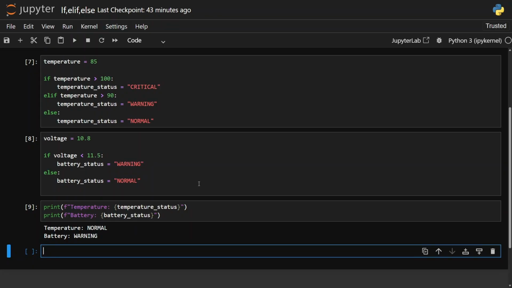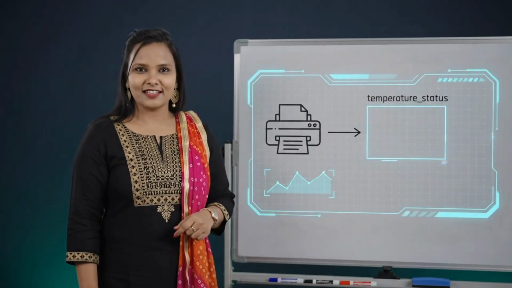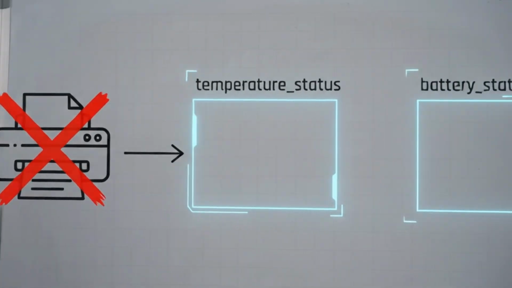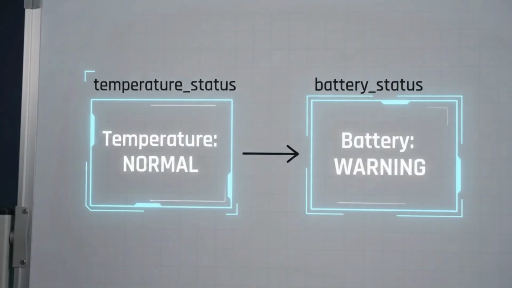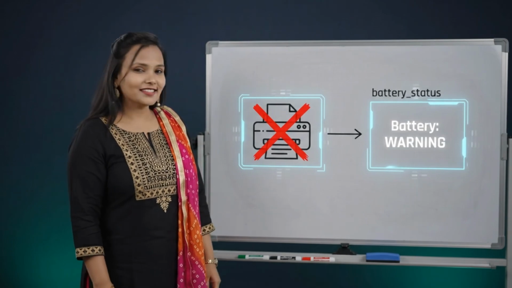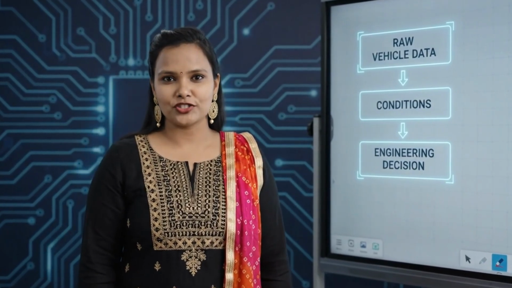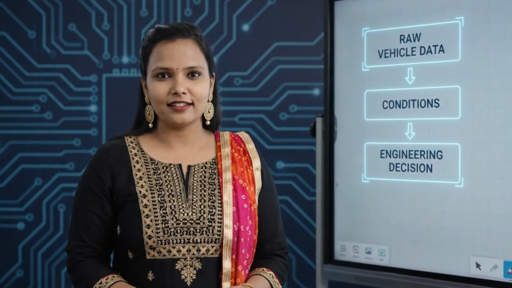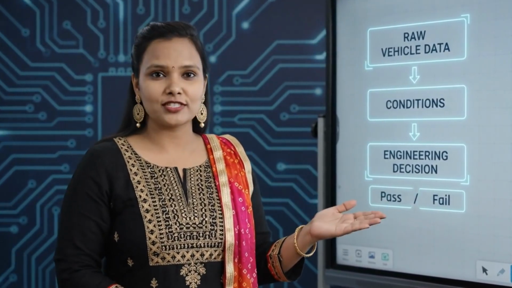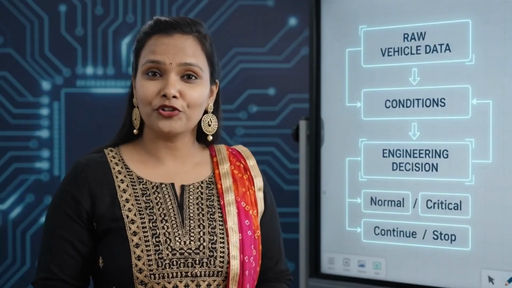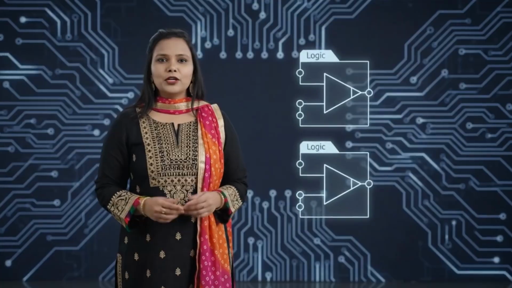completely fine. Instead of printing, we store the result, temperature_status. Now we check battery the same way. Battery, warning. Two signals interpreted independently. This is the bigger idea behind automation. It's not about collecting data, it's about turning data into decisions like pass or fail, normal or critical, continue or stop.